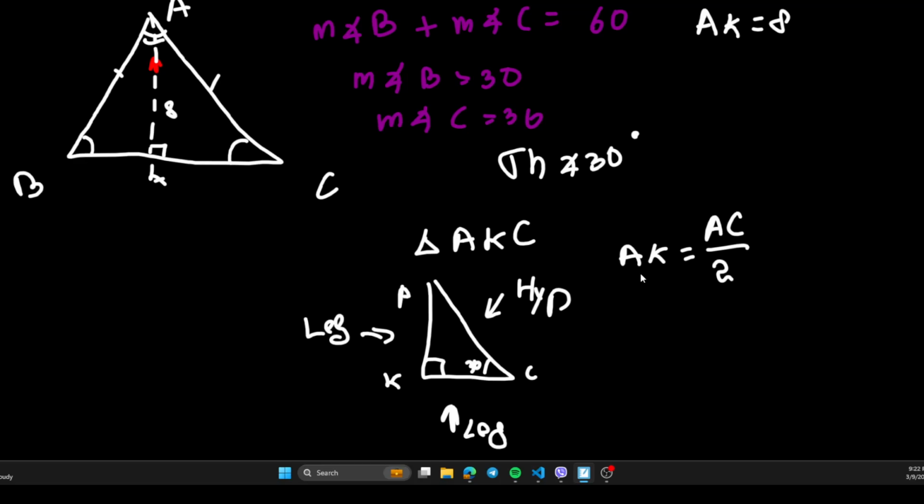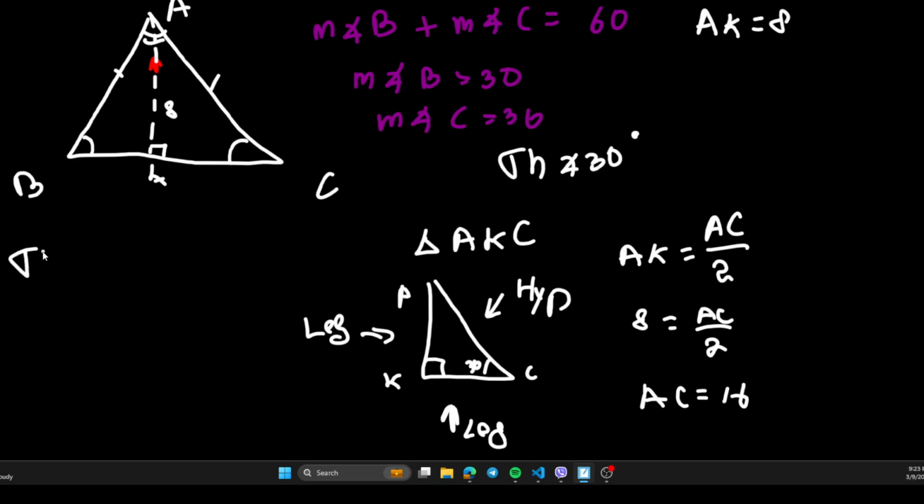Now, you know that AK is 8. You can easily find AC. AC over 2 is 8, so AC is 16. So now look, you know the hypotenuse is 16, and you know one leg.